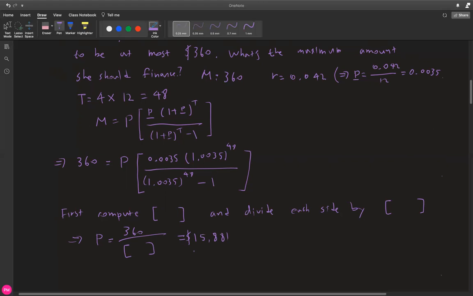So this means that if she wants to keep the monthly payment under $360, the maximum amount that she should finance is $15,881, which means that if she spends anything less than $15,881, she should be fine, and her monthly payment will be lower than $360.